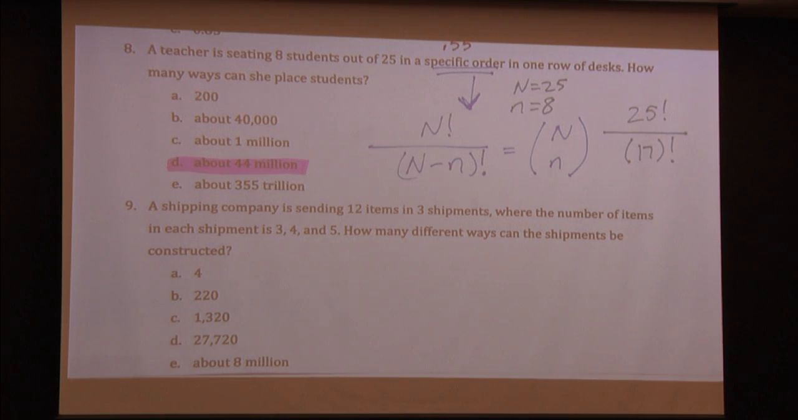So now you've had a moment to work this one out. We're looking at a shipping company which is sending a total of 12 items across 3 shipments. And the number of items in each of those 3 shipments is 3, 4, and 5. So the question is asking how many different ways we can build up these shipments. We can divide them into those specific groupings.